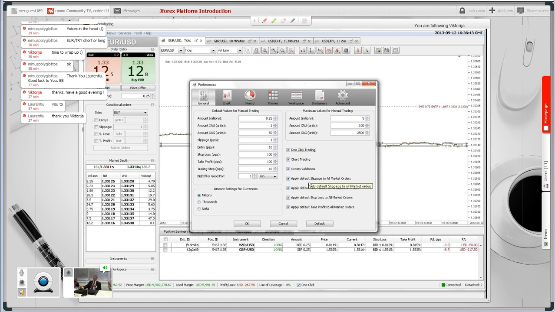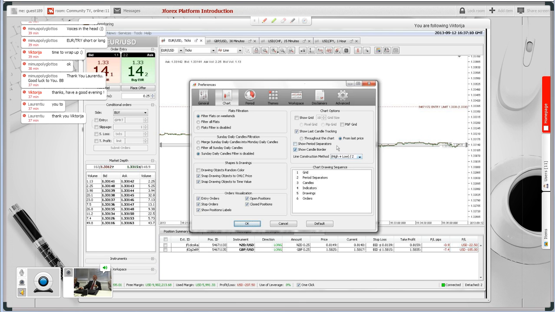I've decided to apply the default slippage to all market orders. I've decided to apply the default time value to all bid and offer orders. Same for the stop loss and take profits for all market orders. This is my choice. If you don't like it, do it the way you want. For the charts, very important, you can for instance change the settings for the grid, change the settings for the prices, the candles, indicators, to see what is the best you want to see, what is the darkest, the lightest you want to see.